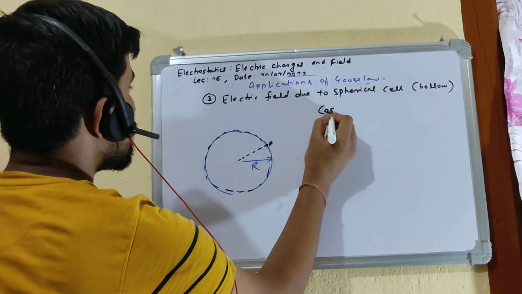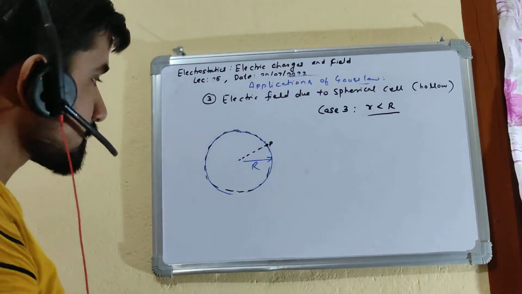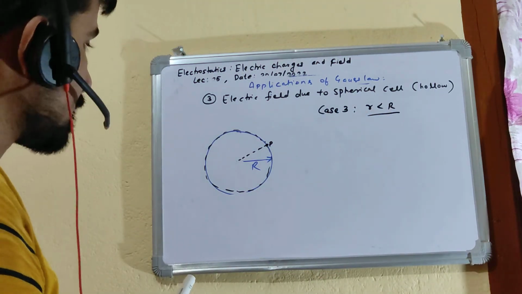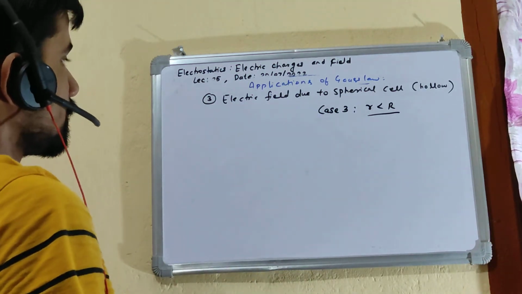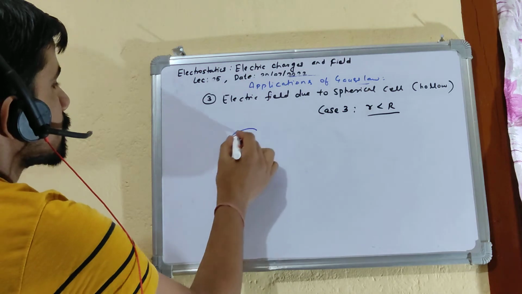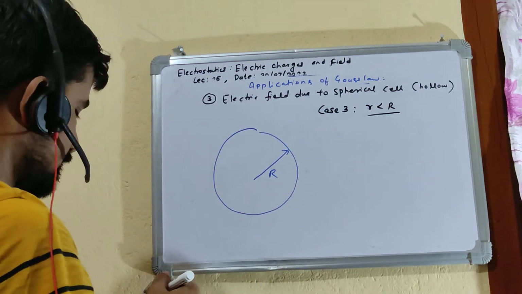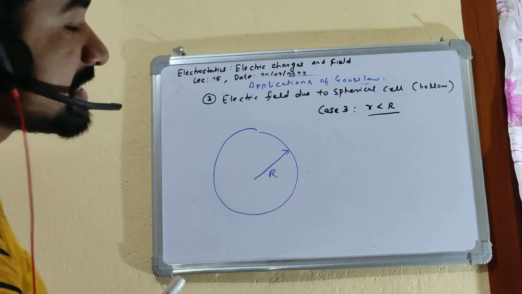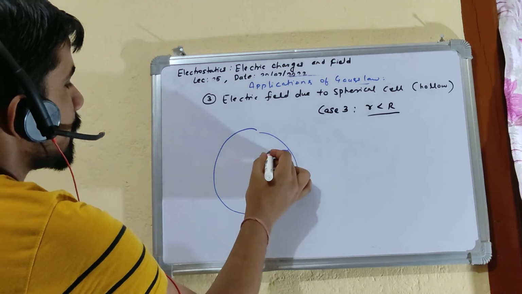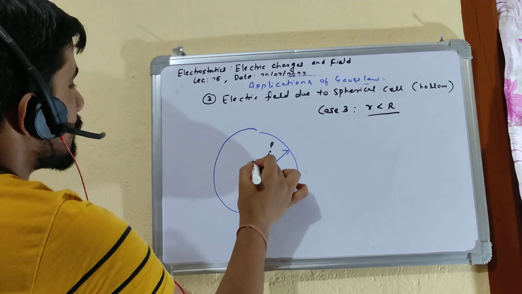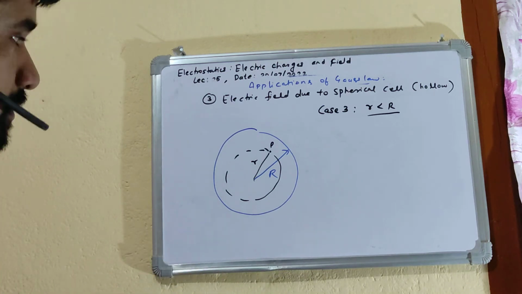Case 3 is r less than R, right? Now what happens? How will this diagram change? Let me redraw it for you. Now point P is somewhere inside this spherical shell. Let's say this is my point P, it is at distance r, and this is my Gaussian surface.